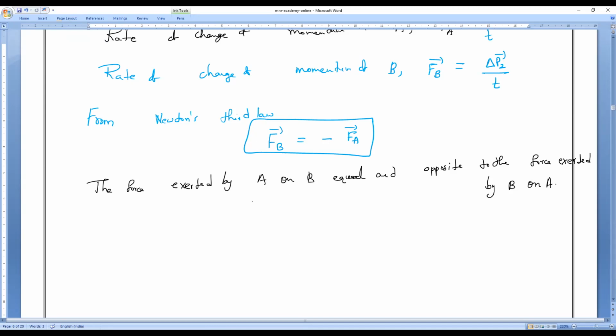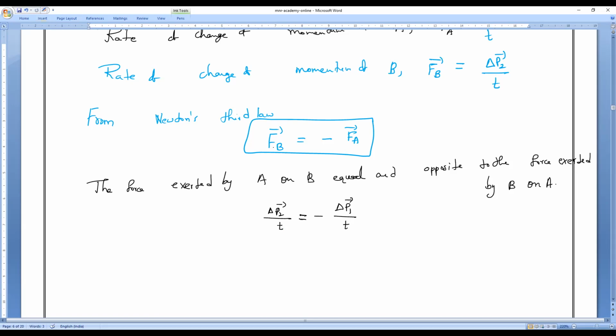So, all of you observe very carefully. FB means it is delta P2 divided by T. Am I right? Which is equals to minus of FA, which means delta P1 divided by T. Is it okay, everybody? Yes, sir. Now, all of you understand carefully and tell me.